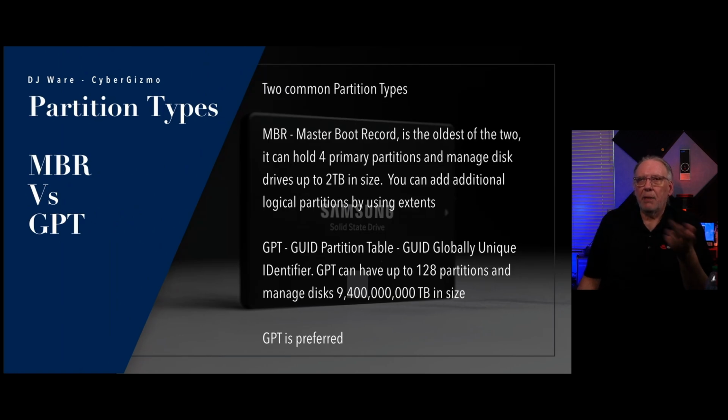So GPT, which is an acronym inside of an acronym, is actually the GUID partition table. And GUID stands for Globally Unique Identifier. So to put this all together, GPT is the Globally Unique Identifier Partition Table. I don't know who comes up with these, but man, they could have come up with something easier than that. So GPT can have up to 128 partitions. It can also store a huge amount of data. And so it can manage... now these are devices that it can manage.